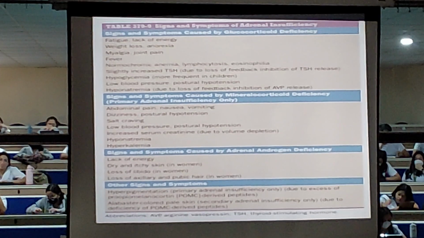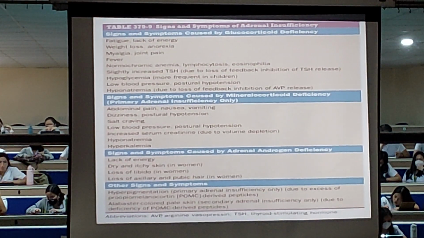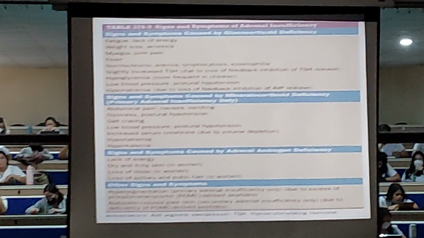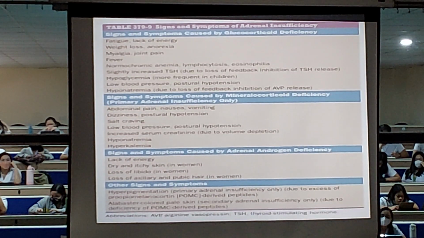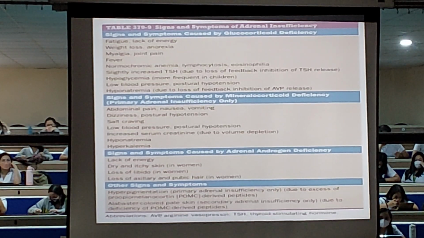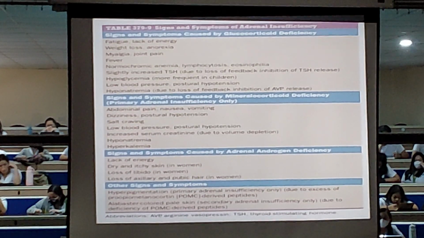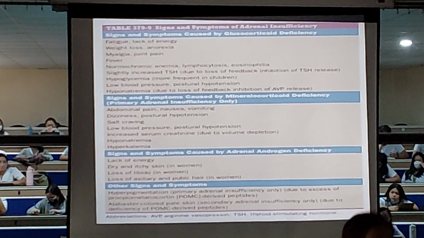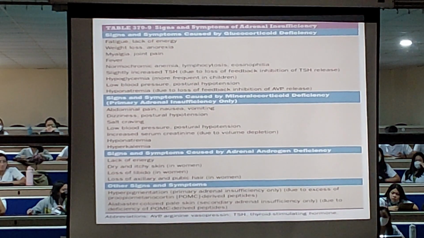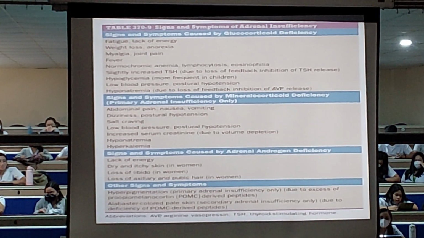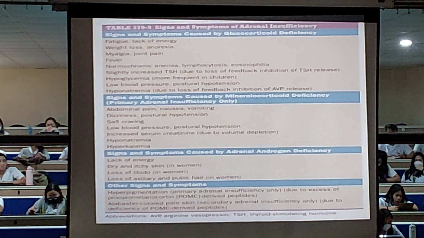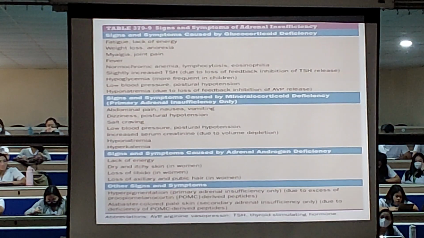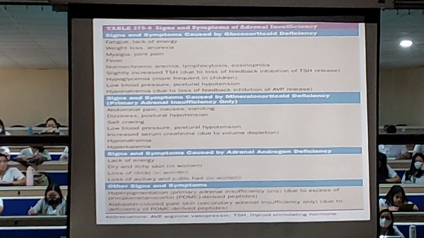Signs and symptoms caused by adrenal androgen deficiency may be lack of energy, dryness or itchiness of the skin, loss of libido in women, and loss of axillary hair and pubic hair in women. Other signs and symptoms may include hyperpigmentation in primary adrenal insufficiency, because of the excess proopiomelanocortin-derived peptides. Some patients may also have alabaster-colored pale skin. This is seen in patients with secondary adrenal insufficiency due to the deficiency of proopiomelanocortin-derived peptides.